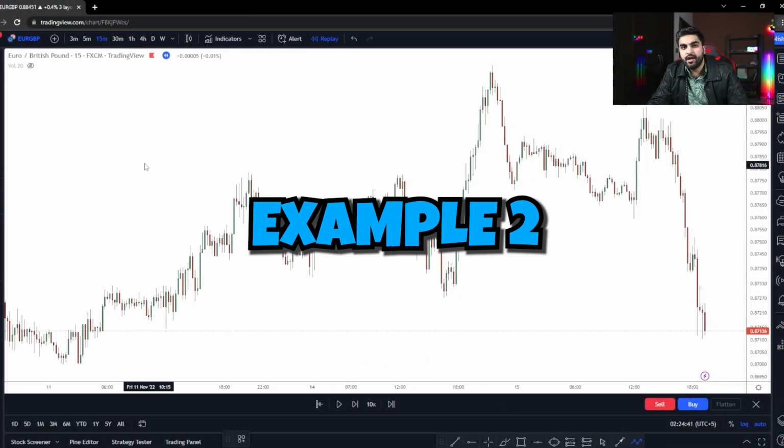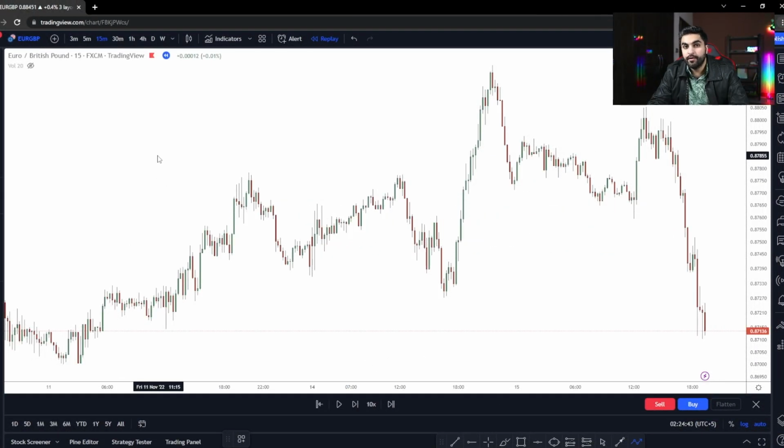On this chart of Euro British Pound on the 15-minute time frame, we have our ABC pattern, which looks like that. The market made a move to the upside. That's our A leg of the ABC pattern. Then there are some sellers. Buyers made a move to the upside again, which is our B leg. And then there are some sellers.